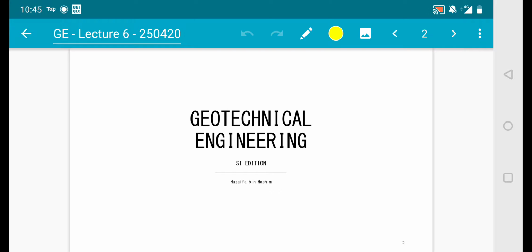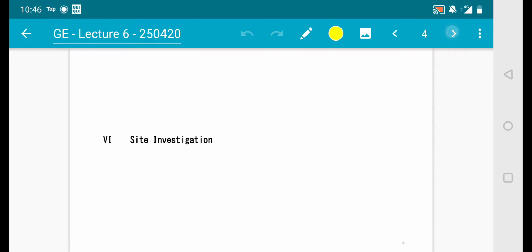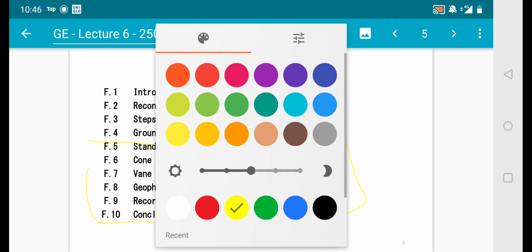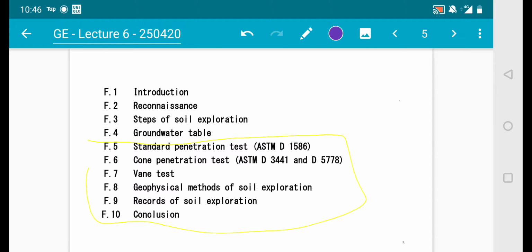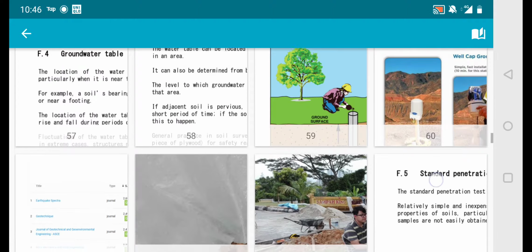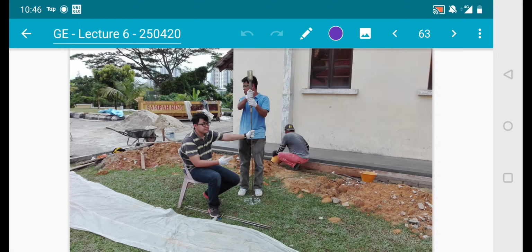Here is another session on geotechnical engineering, and we'll be looking at chapter number 6 on site investigation, which will be focusing on part number 2, starting from F5 to F10. Now let's look at the standard penetration test. The thing that we stopped at last time is this picture over here.